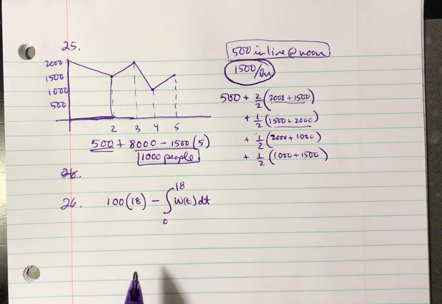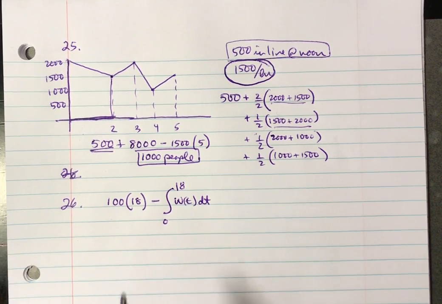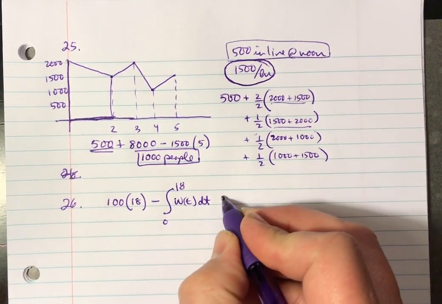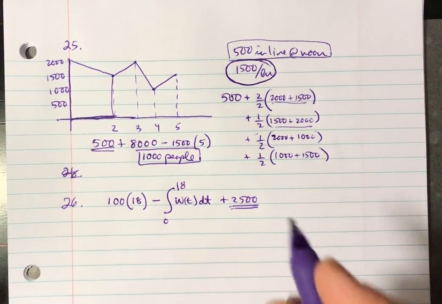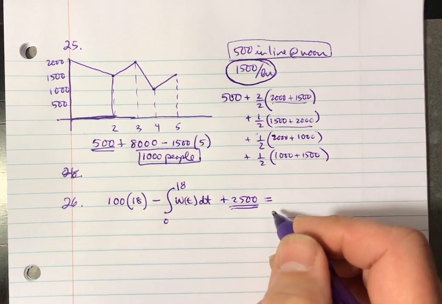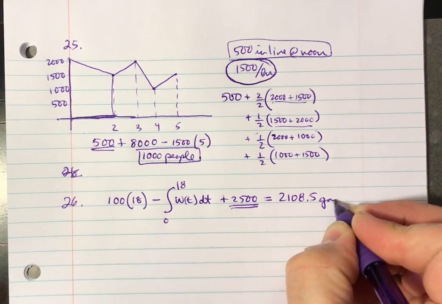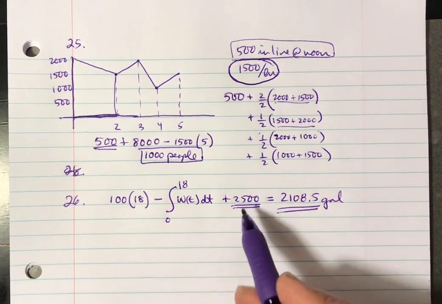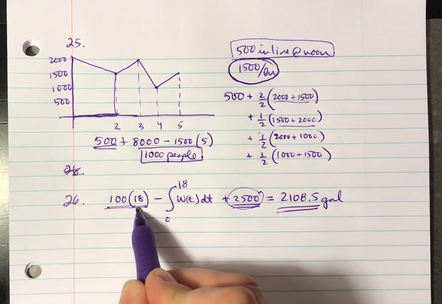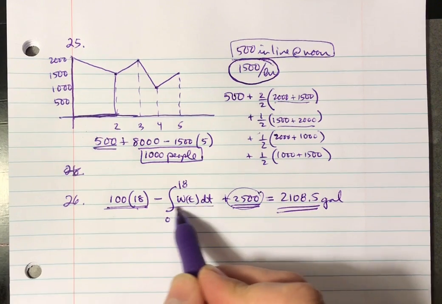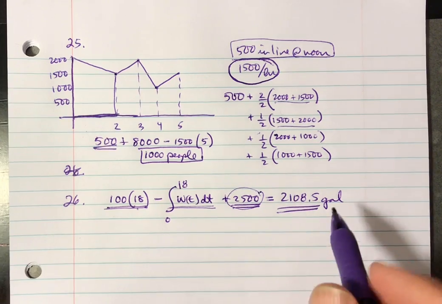We know that it started with 2,500 gallons. If we add the 2,500 gallons that it had originally, we could put that in the front, it doesn't matter. When we add the total here, that should be 2,108.5 gallons. Once again, we started with this, this is how much was pumped into the tank, and this is how much was drained after that 18-hour period. And so we end up getting a total of 2,108.5 gallons.